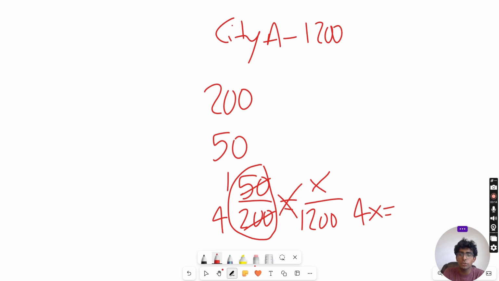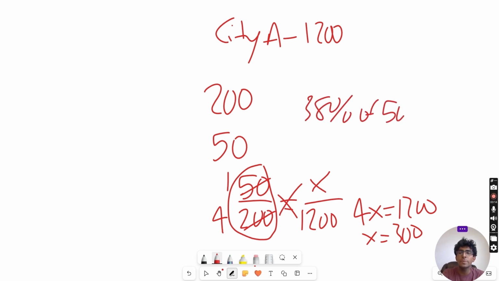I'd have 4x equals 1,200, so x is 300. So 300 individuals would be in support of the bill. If you had it in a percentage, like 30% of the 500 people in the sample, you would find 30% of 500, and then do the same thing: set it up as a proportion like this, and you'd be able to get your answer.